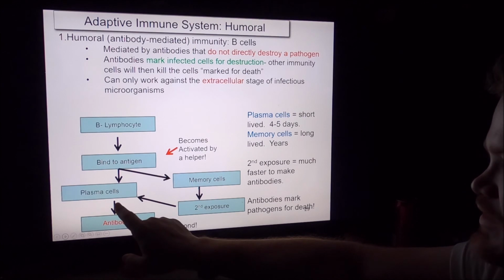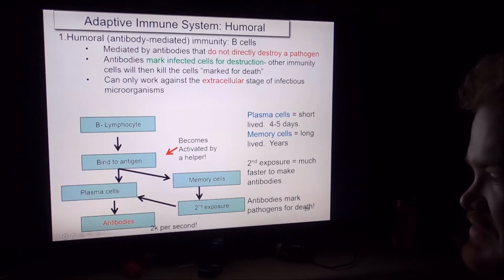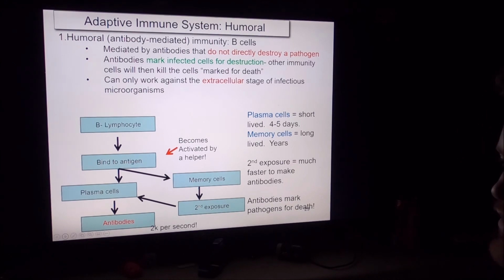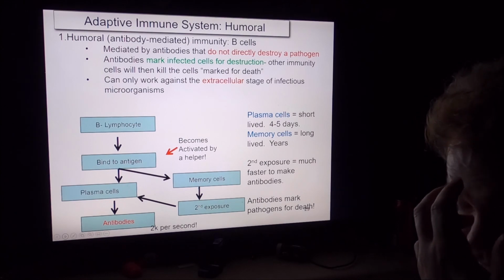Now, what do the plasma cells do? They crank out antibodies at an incredible rate. 2,000 a second. Huge numbers of antibodies. But the thing is, these plasma cells, and again, think about this, they're making lots of antibody.